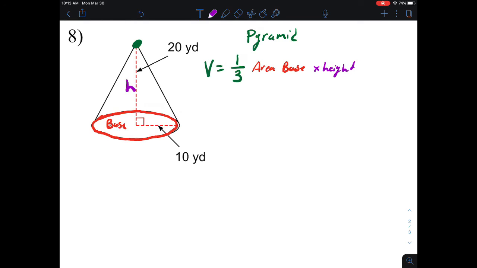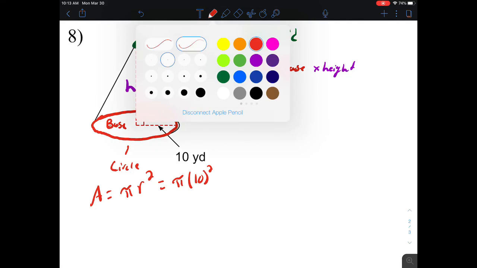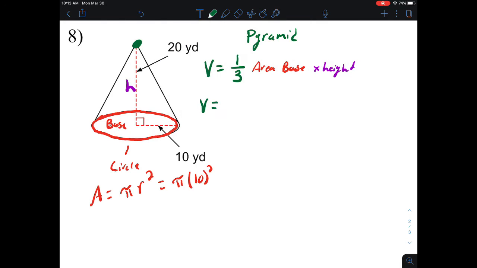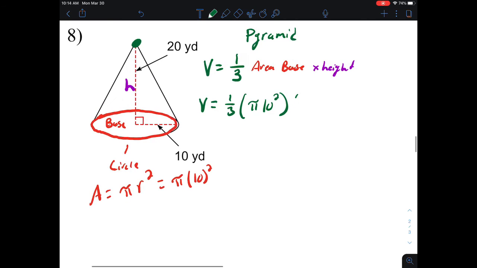Now the height in this case is 20. Now I go through and find the area of my base. Well, my base is a circle, so the area of that would be pi r squared. So pi times 10 squared. And I know my height is 20, so I can plug all that into my volume formula and say the volume of this cone is going to equal 1/3 times pi times 10 squared times my height of 20, which is 2,094 yards cubed.